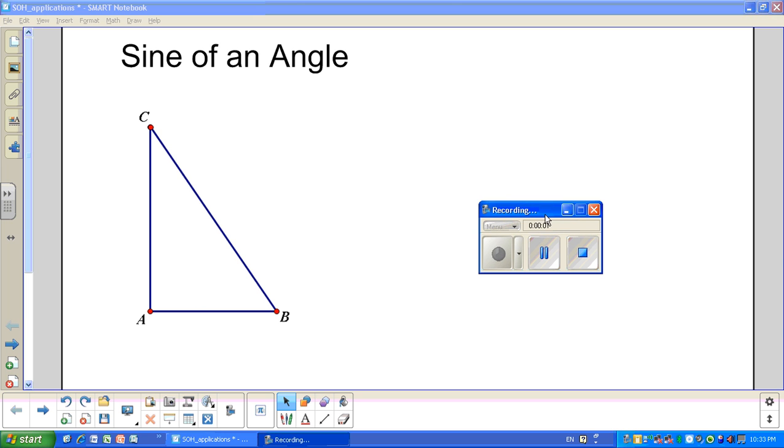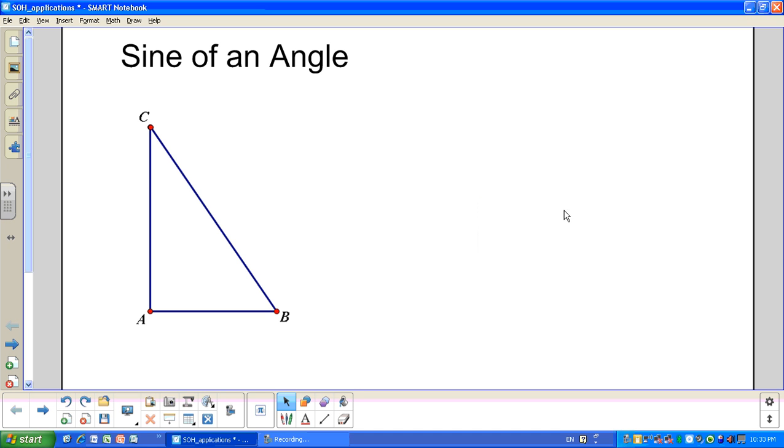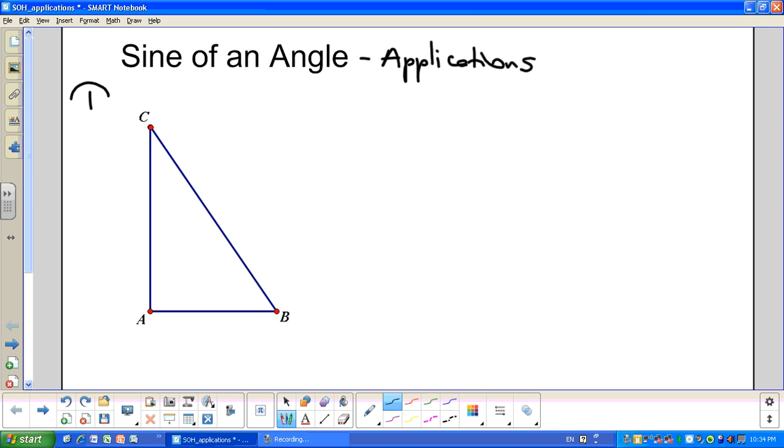Good afternoon, everyone. We will be talking about sine of an angle applications, typical applications. First type of application, there are two types. Number one, I will give you angle B. Angle B is 30 degrees, and I will tell you that the side opposite to angle B, side AC, is, let's say, 5 centimeters.